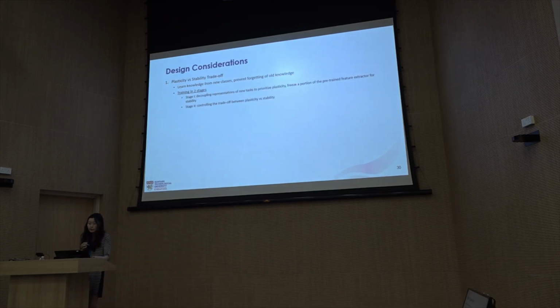So here are some design considerations that we incorporate into the framework. Firstly, we adopt principles of plasticity and stability. So training is done in two phases. The first stage will primarily be prioritizing plasticity, and we'll do that by decoupling the representations of new tasks. And the second stage will be to construct a unified classifier and control the trade-off between plasticity and stability.